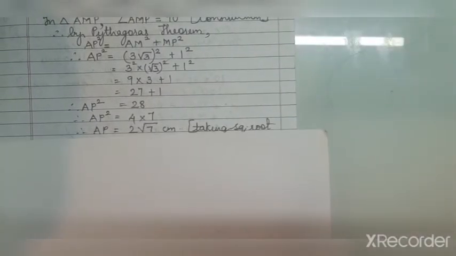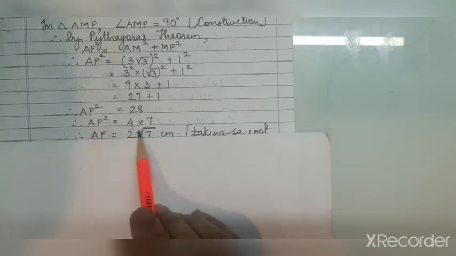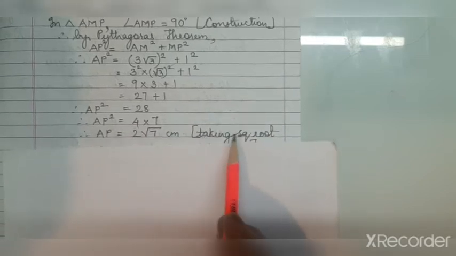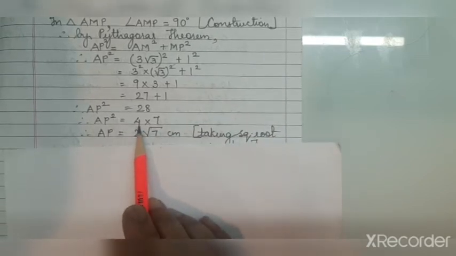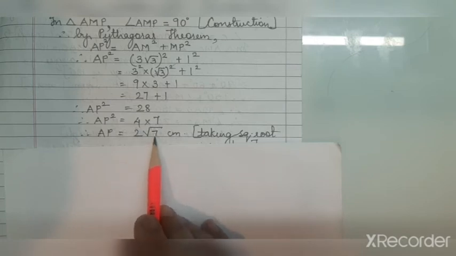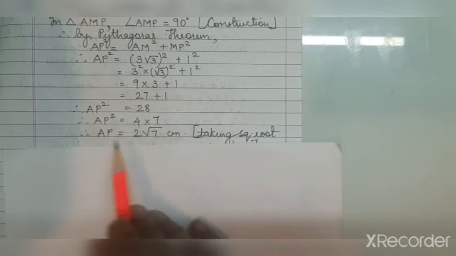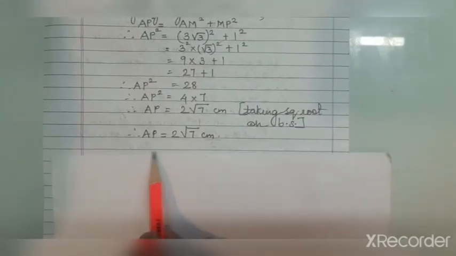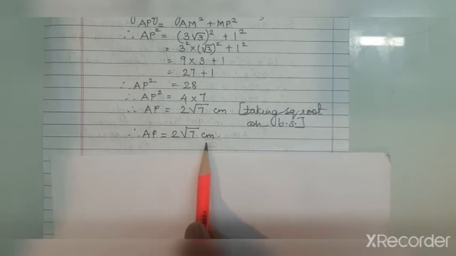First we split 28 as 4 sevens. Okay, and then taking square root on both the sides. Square root of 4 is 2 and square root of 7 remains, root 7 centimeter. So we get the final answer, that is AP is equal to 2 root 7 centimeter.